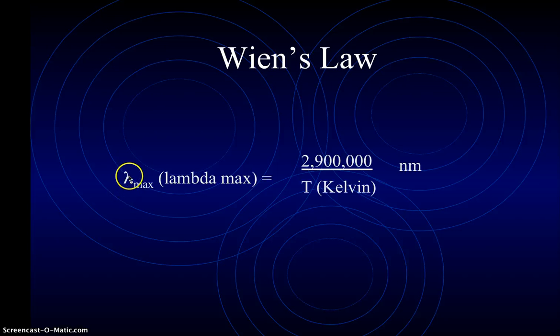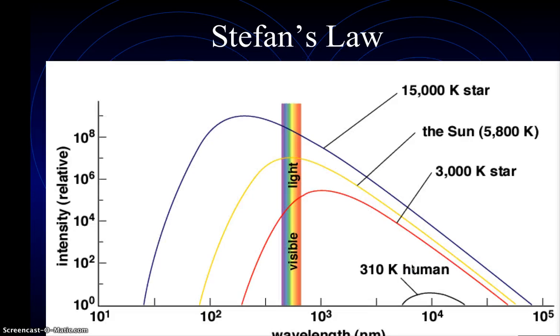Here, this little notation you might recognize from your book. This is the Greek letter lambda, which represents wavelength. Lambda max, the wavelength where the peak of the curve occurs, is related to a number, 2,900,000, divided by the temperature. So as the temperature goes up, the wavelength where the peak occurs gets shorter and shorter. And that's what we saw in the past slide. Stefan's law refers to the fact that as the temperature goes up, this whole curve gets higher and higher.